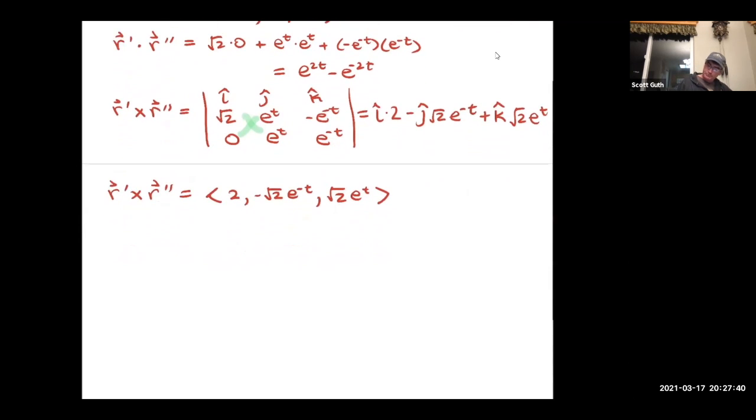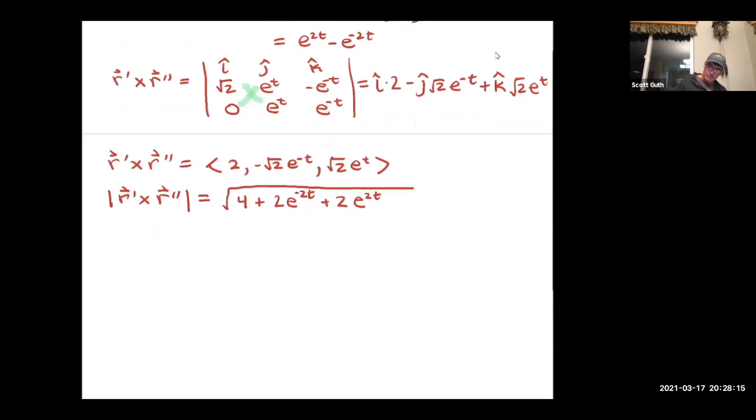Okay. Now we need the magnitude of this. So the magnitude of r prime cross r double prime is going to be the square root of the sum of squares. So we're going to do a 2 squared, which is 4, and then squaring the next one, you're going to have plus 2 e to the negative 2t, and then plus 2 e to the positive 2t, like that.